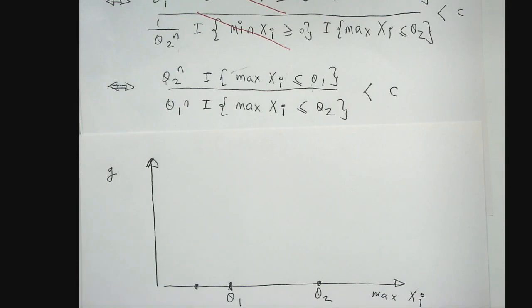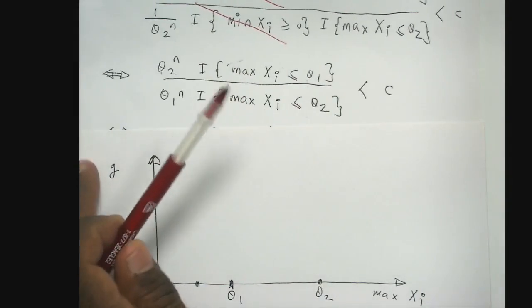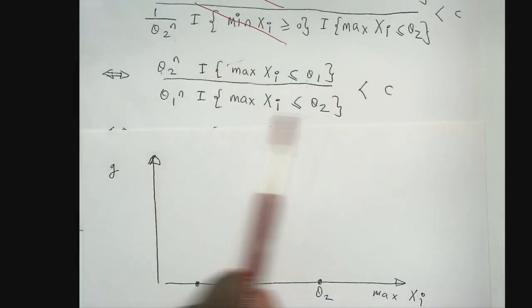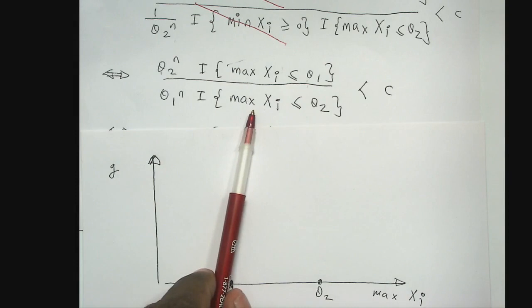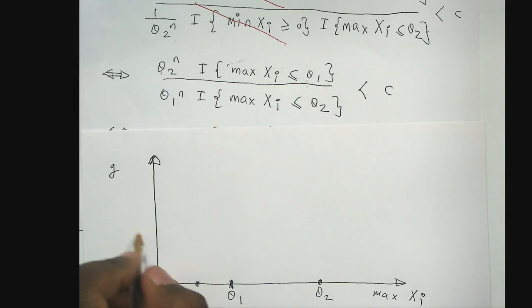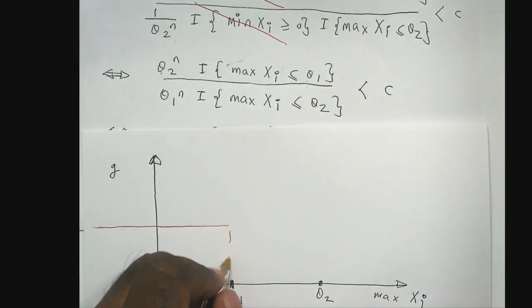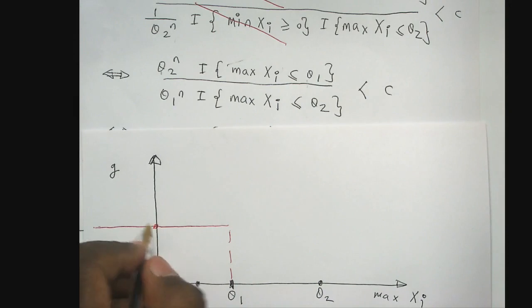Remember, an indicator function can only take two values, 0 or 1, right? If your max of xi is over here, this will be equal to 1, and this will be equal to 1 too. So 1 divided by 1 is 1. So up to this point, this value is equal to 1.